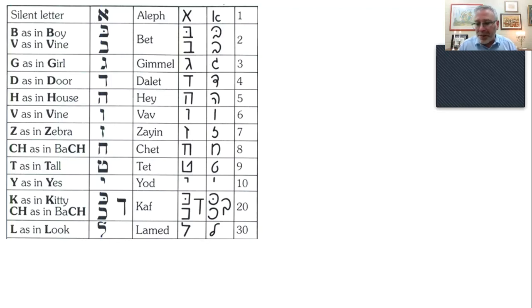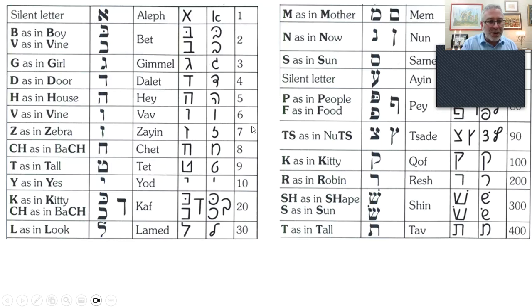So what do we notice here about this alphabet? Well, we have a slightly different order of sounds, although some of them come in a similar order. You have LMN. If you look at the bottom of the left and top of the right, LMN in English is the same as Lamed Mem Nun, the same sound sequence in Hebrew.